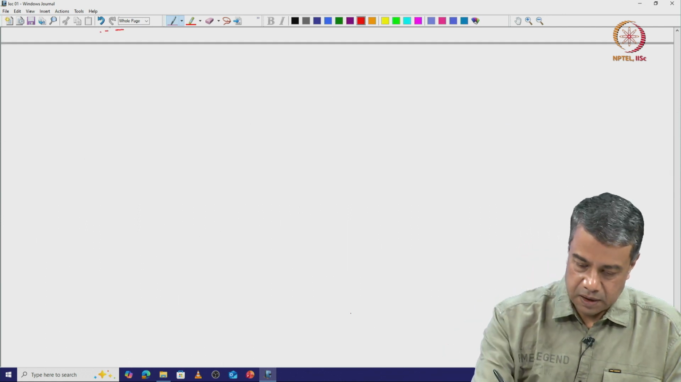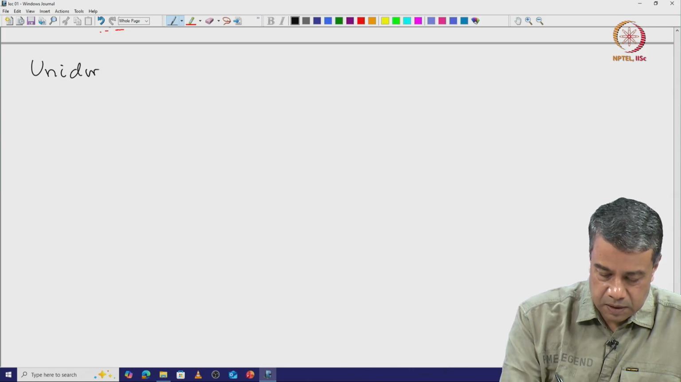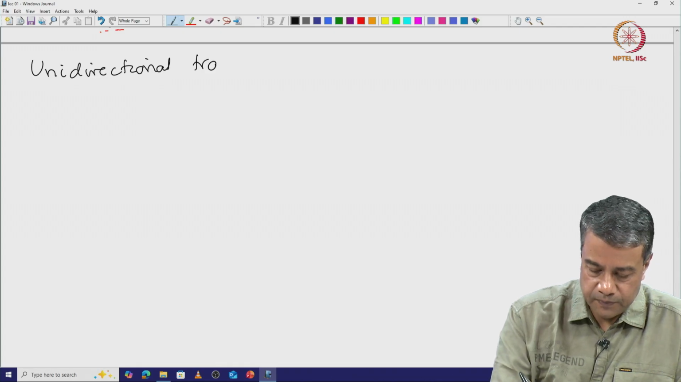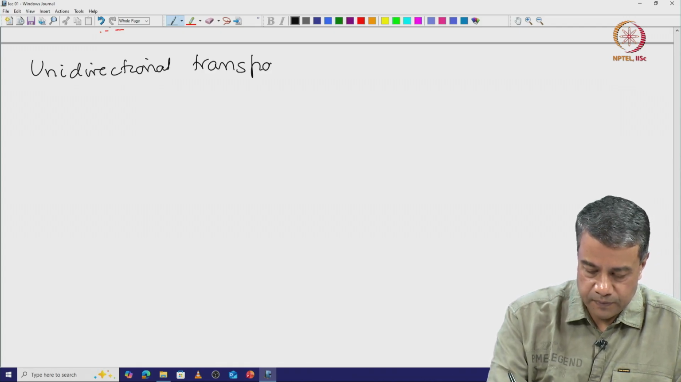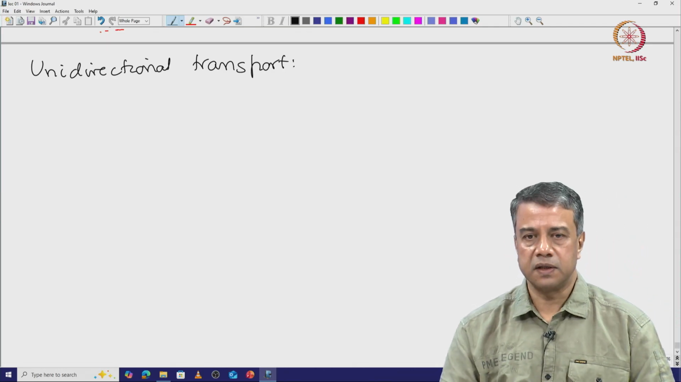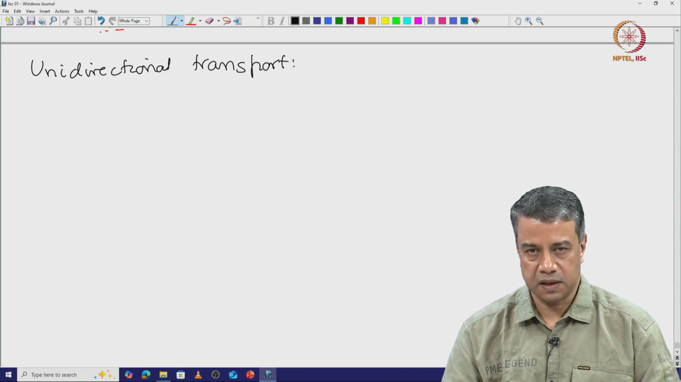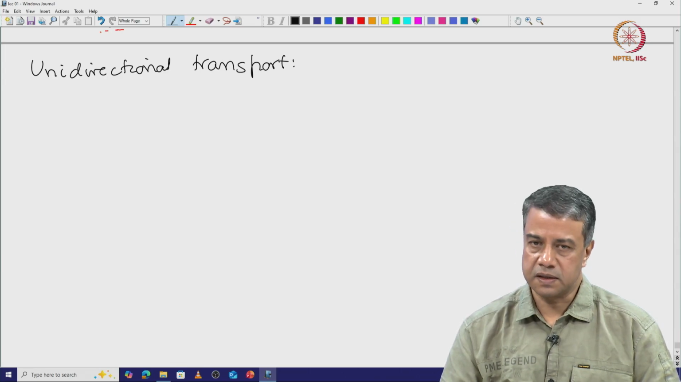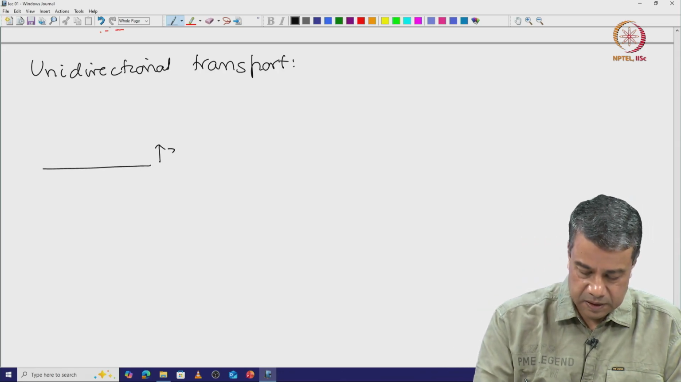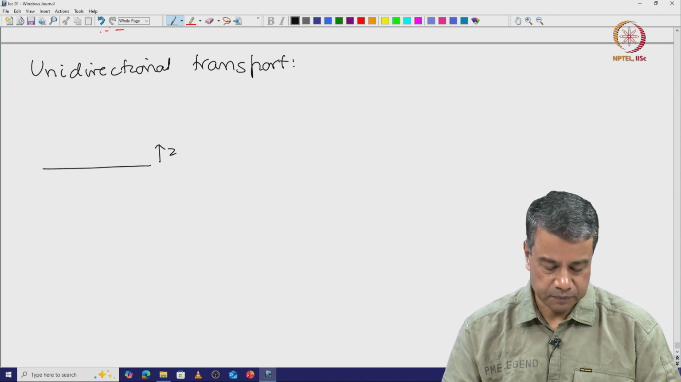Now, I will go on to unidirectional transport, where there is variation only in one particular direction and in time. That direction I will consider as the z coordinate. So, this is the z direction. There is a variation only in this direction and in time.